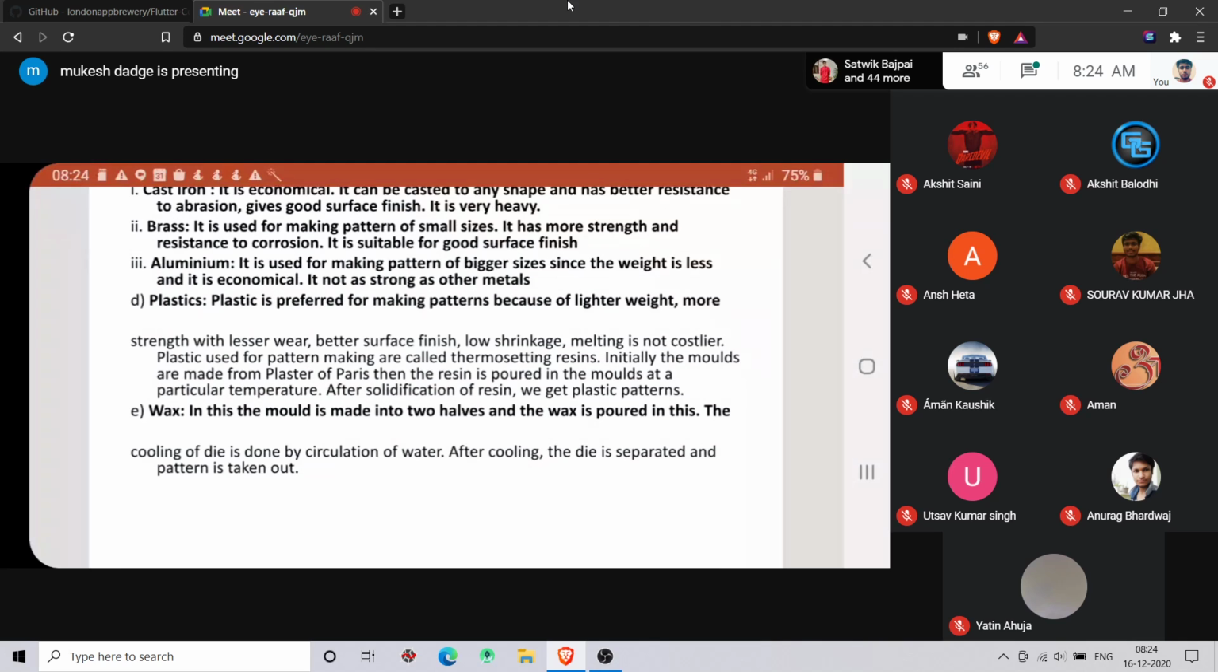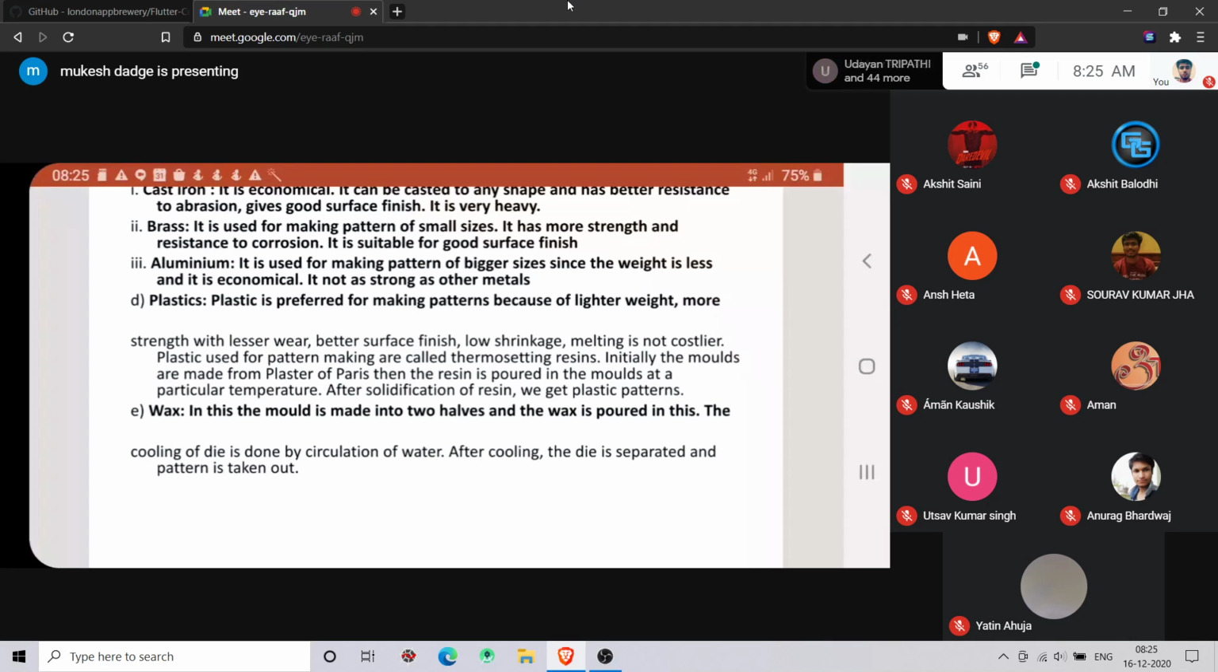So the next one is plastic. Plastic is preferred for making patterns because of lighter weight, more strength for lesser wear, better surface finish, and low shrinkage. Low shrinkage means it is not shrinking. Melting is not costlier. Plastics used for pattern making are called thermosetting resins. Initially, the molds are made from plaster of Paris, then resin is poured into the mold.